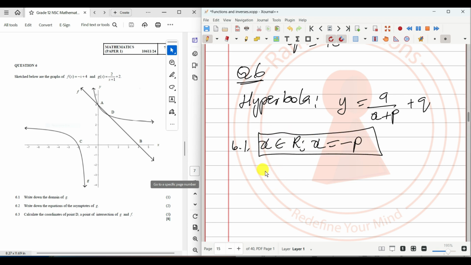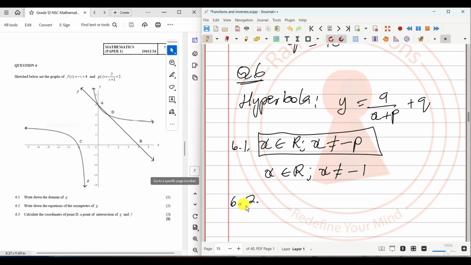Okay, so we say our answer, x is an element of real numbers, but x is not equal to, what is the value of p? Positive 1. So x is not equal to negative 1. Why? It can allow all x values, as you can see, but it will not allow x equals negative 1. Hence I said it is shifted to the left by 1 unit. So we are good to go.